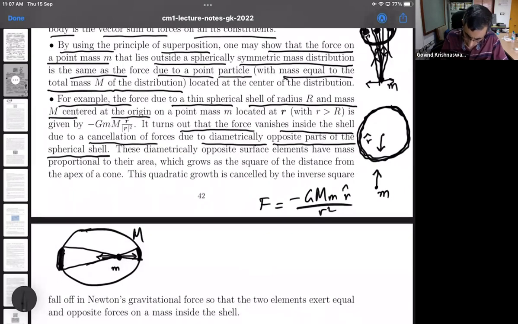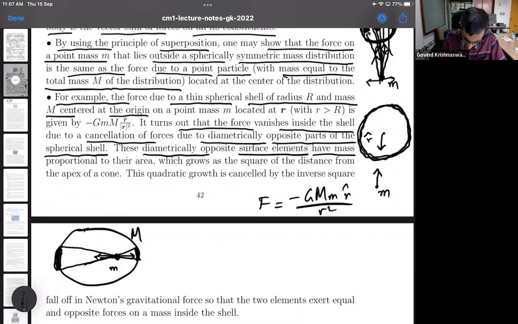Why is that? These diametrically opposite surface elements have mass. How much mass is there in a surface element? Well, the mass is proportional to the area. Because we're supposing that it is spherically symmetric, the density is uniform on the surface. So the more the area, the more the mass present. And since the area of the surface grows with the square of the distance from the apex of the cone, the area subtended by this cone grows with the square of the distance.